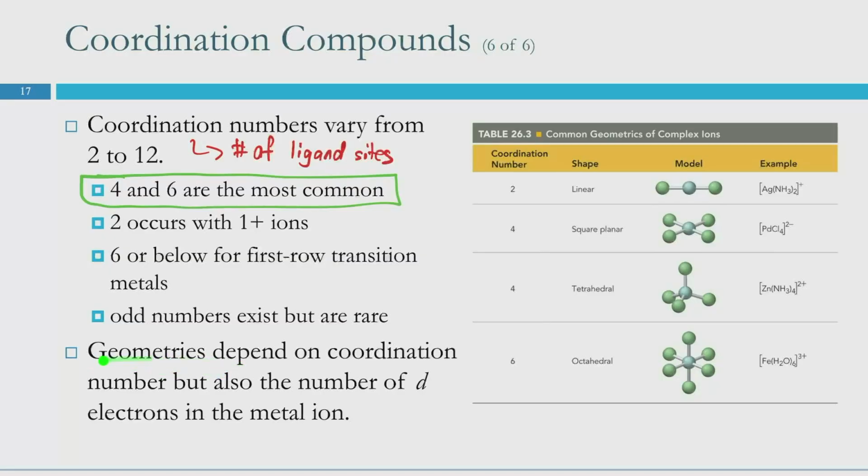The geometries, the shapes, depend on the coordination number, how many sites we have, as well as the number of d electrons in the metal ion. But generally our shapes are going to be square planar and tetrahedral and octahedral. Those will generally be our shapes. So square planar, I would guess, we've got some extra lone pairs. One's going up, one's going down. For tetrahedral, we don't have any lone pairs. So we get 4 groups evenly spaced around our central metal ion.